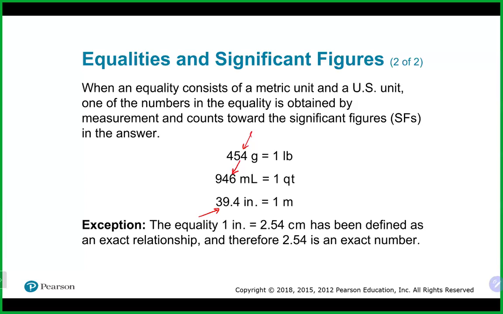There is one exception that is considered an exact number that is a crossover between metric and English, and that is this one here. 1 inch is exactly 2.54 centimeters. So this is considered, even though it is metric to English, an exact number. So if you happen to be using that conversion, you would not need to worry about it in terms of your calculation.